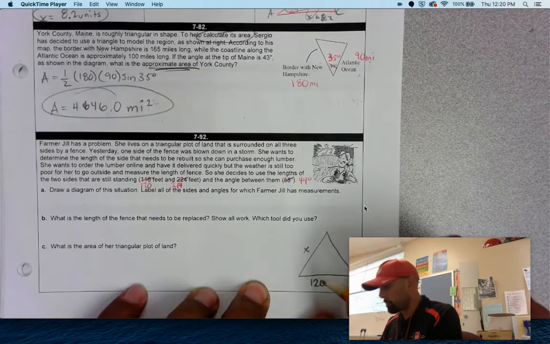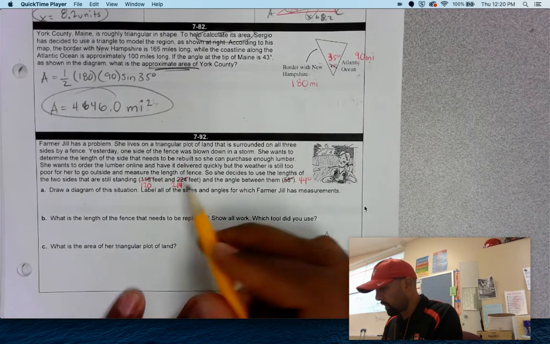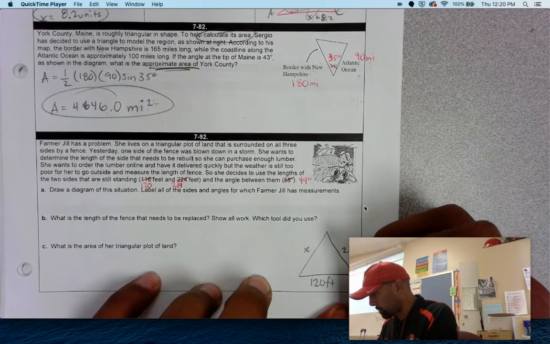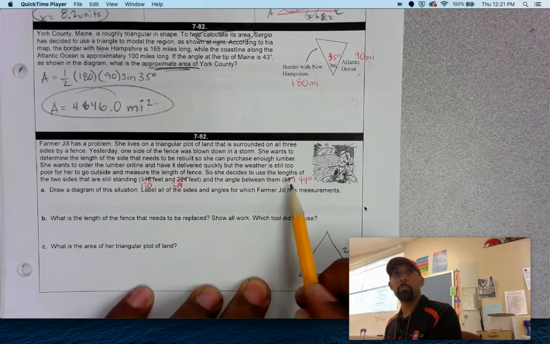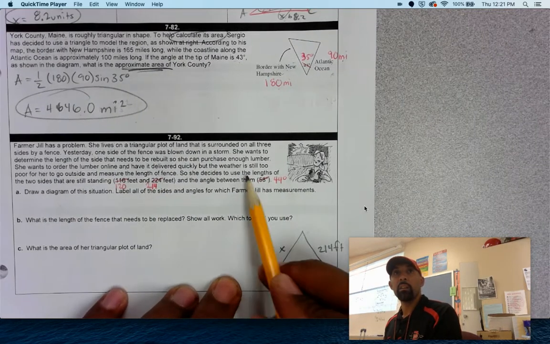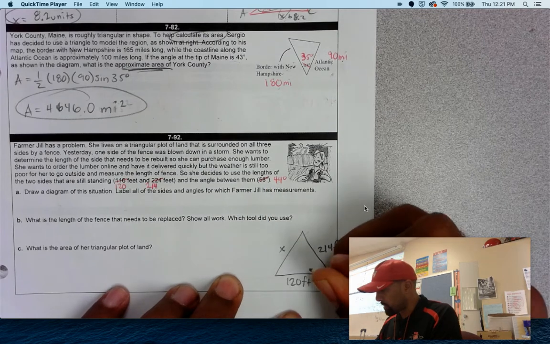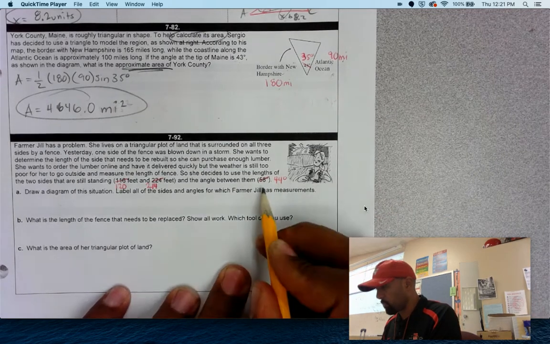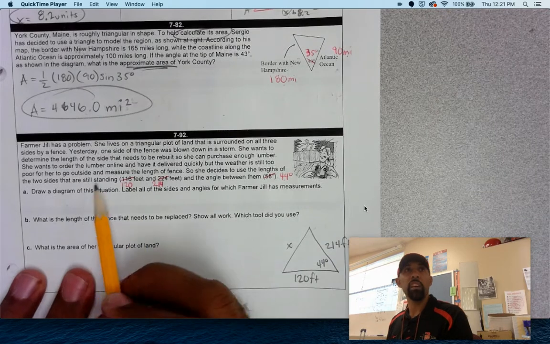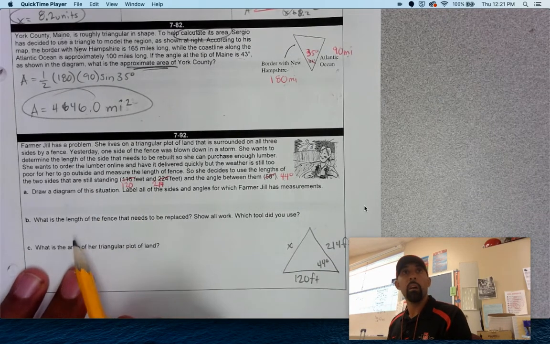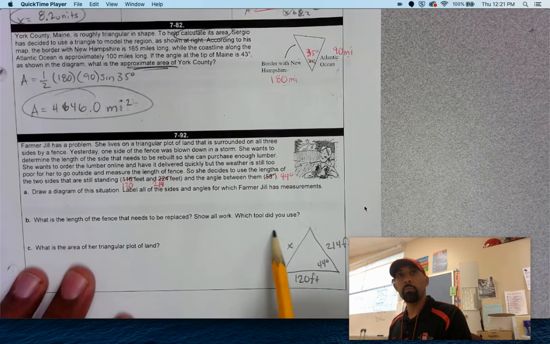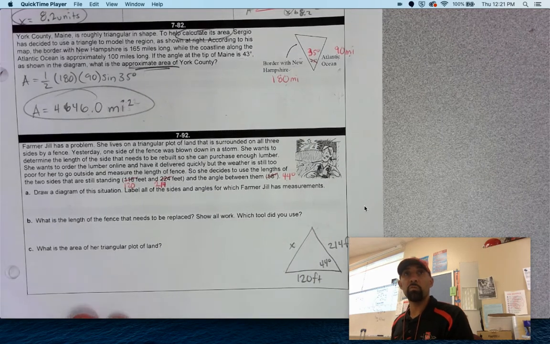Yours is 116 and 214 feet. Remember, yours is 224. And the angle between these two sides is 44 degrees. But remember, yours is 58. Okay, draw the diagram of the situation. That's what we just did. Okay, with all the measurements. What is the length of the fence that needs to be replaced? So basically, what is the length of this? Show all the work and which tool did you use?